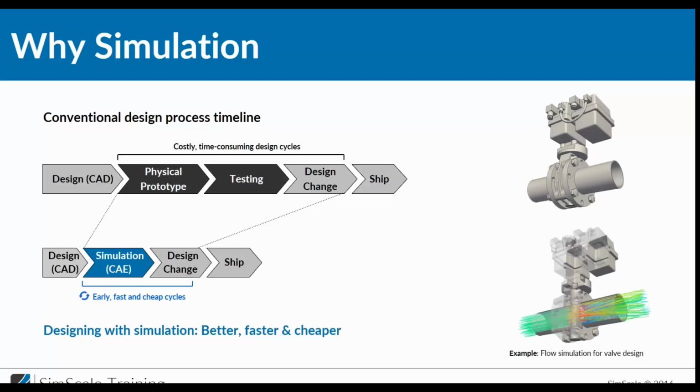In contrast to that, simulation allows you to create virtual experiments based on CAD data, based on digital blueprints of your design. And this is not only limited to physical technical products like a valve, but you can also take a CAD model of a ski jumper, for example, and then virtually test. And this allows you to get better results much faster and much cheaper.